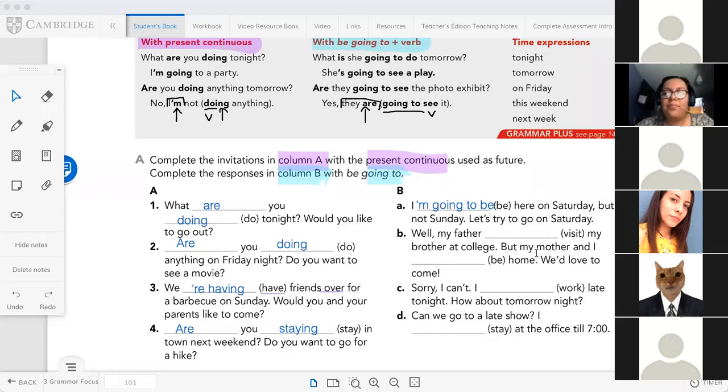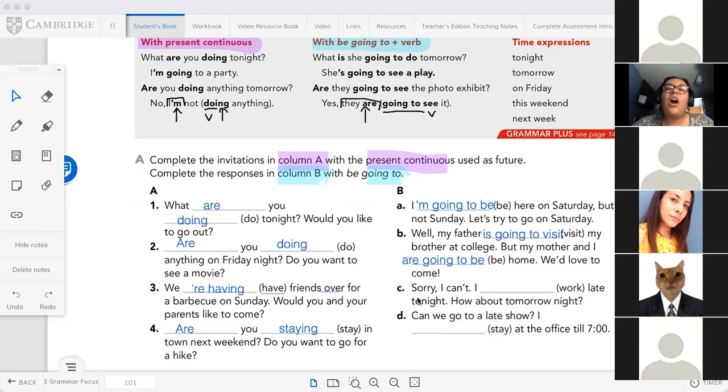Well, my father. Okay. No le calculo. Okay. My father is going to visit, very good, is going to visit my brother at college, but my mother and I, y aquí abusados, por ahí un par de ustedes falló, my mother and I, the two of us, we are going to be home. Very good. Okay, we are going to be home.